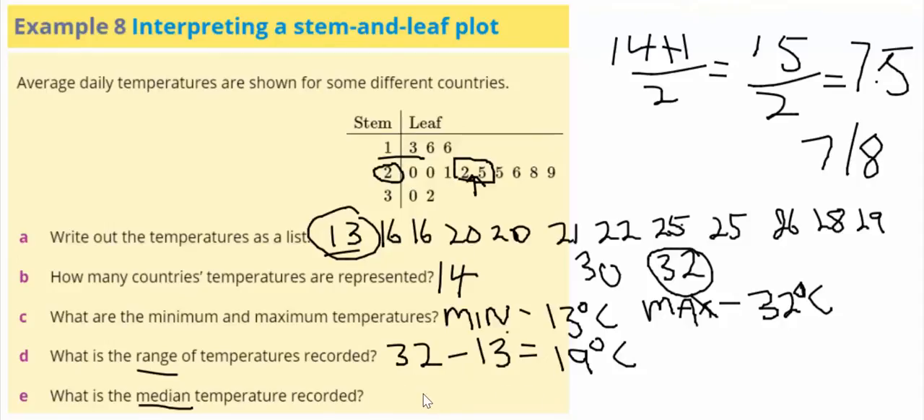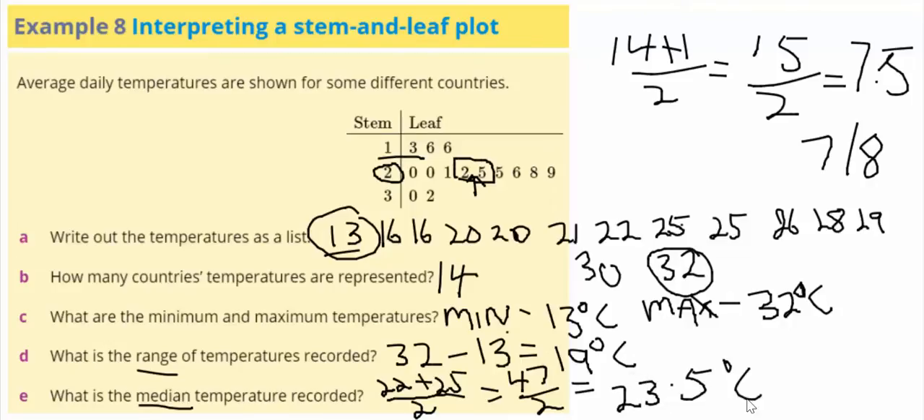This might be a bit squishy, but let's have a go. So 22 plus 25, divide that by 2, okay, which equals, what's that, 47, divide by 2, and that gives us 23.5 degrees Celsius is our median score. Okay, so hopefully that makes sense to you.